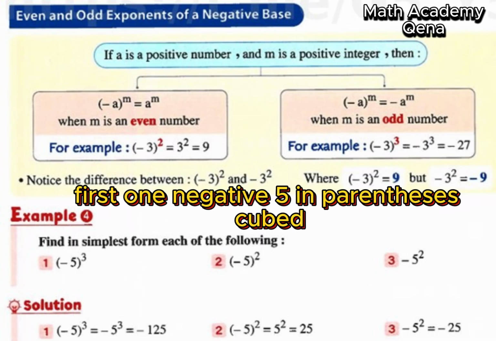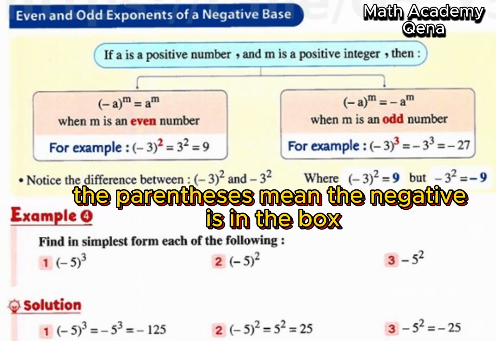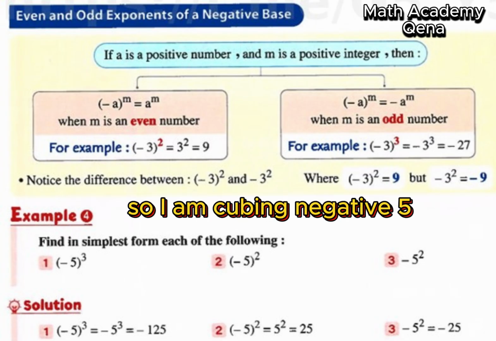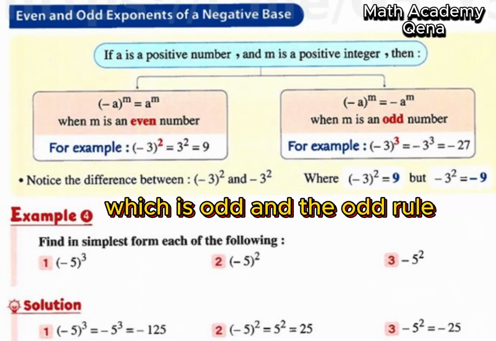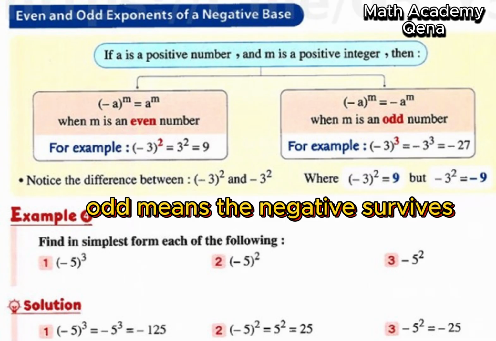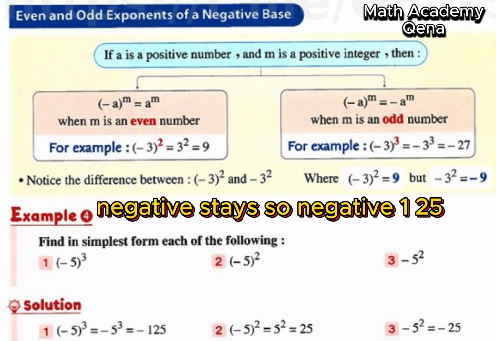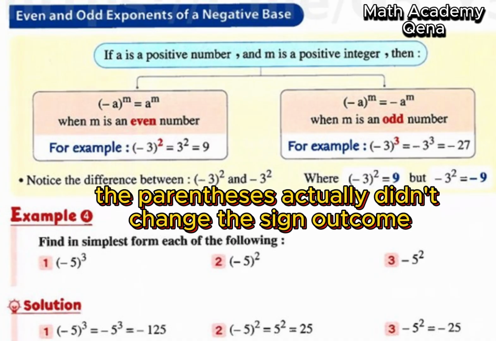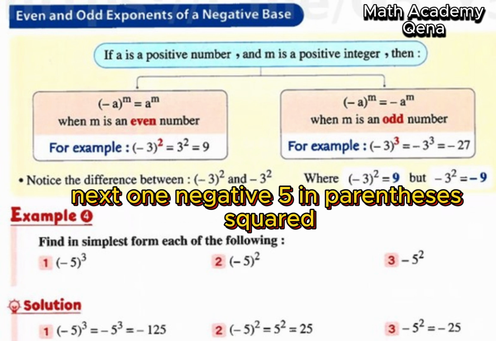Okay, first one. (-5) cubed, so parentheses are present. Break it down. What's the base? The parentheses mean the negative is in the box. So I am cubing -5. And the exponent is 3, which is odd. And the odd rule: odd means the negative survives. 5 times 5 times 5 is 125. Negative stays. So -125. Spot on. Since it's odd, the parentheses actually didn't change the sign outcome, but they did correctly group the number. Good grammar.